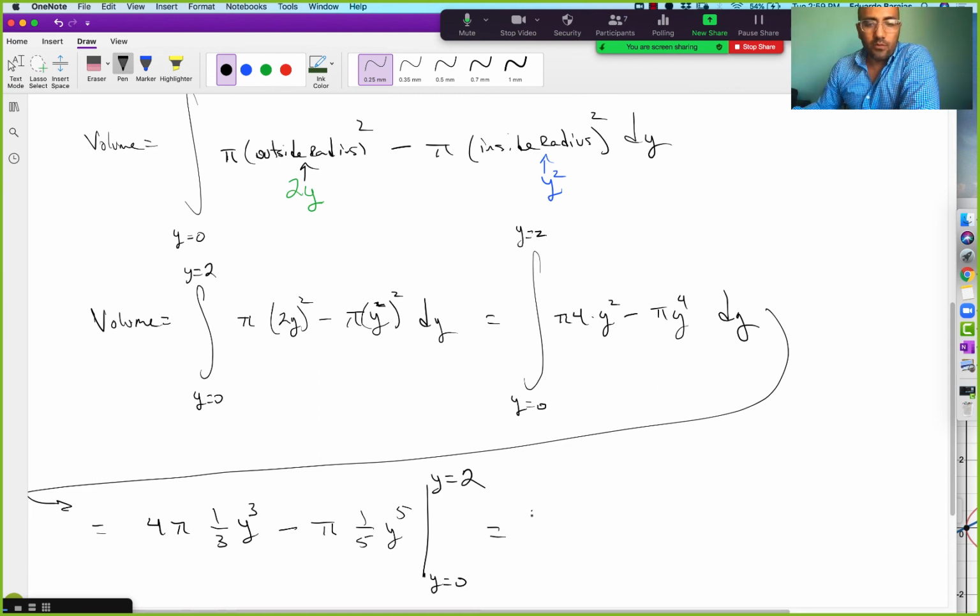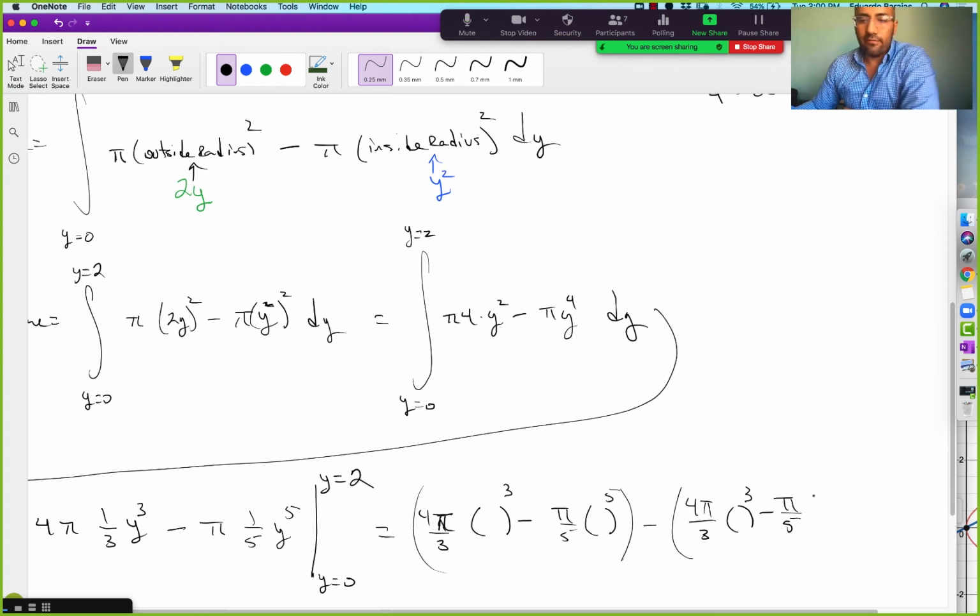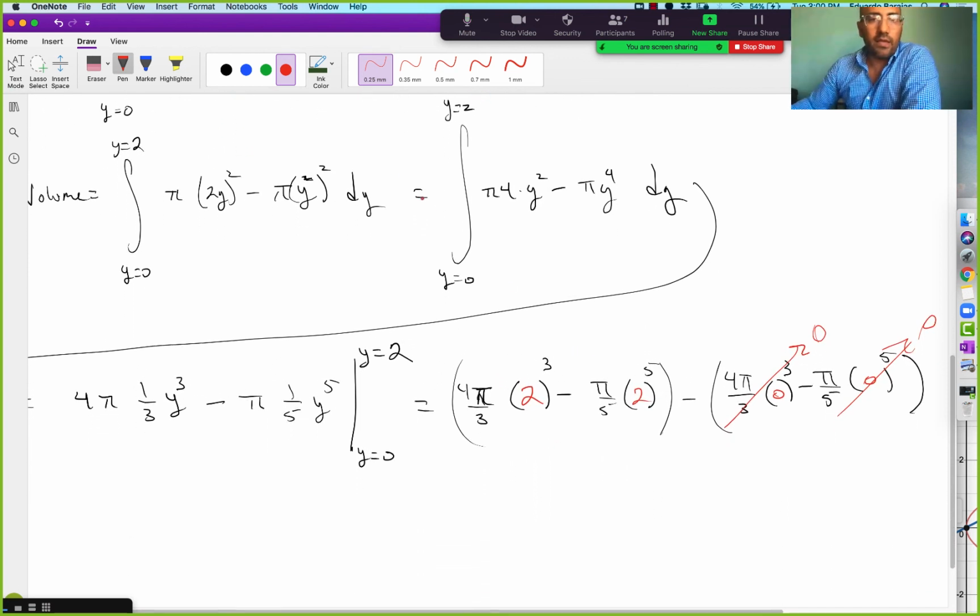Good. So that'll be equal to 4 pi over 3 times something cubed, minus pi over 5 times something to the 5th power, minus the same thing, 4 pi over 3 times something cubed, minus pi over 5 times something to the 5th power. The thing we plug in is going to be a 2 there, a 2 there, and then a 0 there, and a 0 there. Luckily, that makes this whole thing super easy. That's a 0 there, and that's a 0 there, so that whole term disappears. So I only end up with an 8 and a 32.